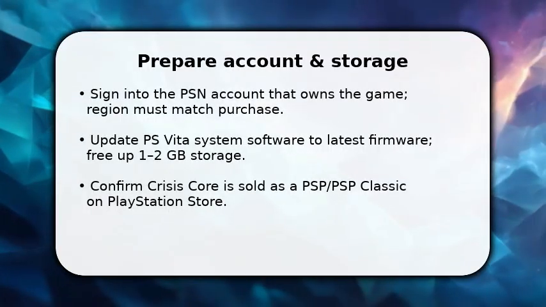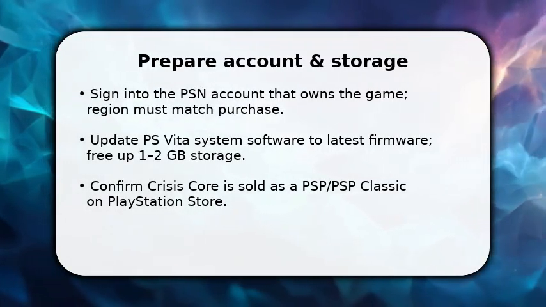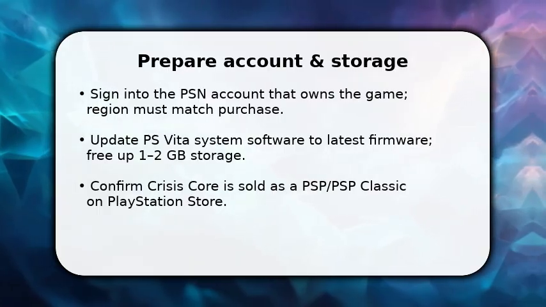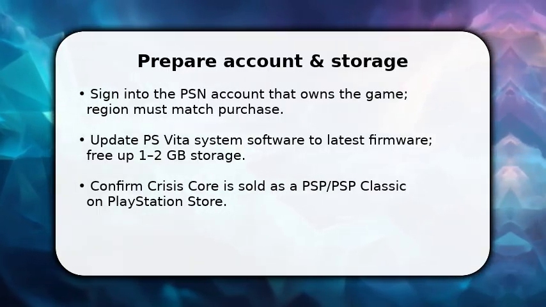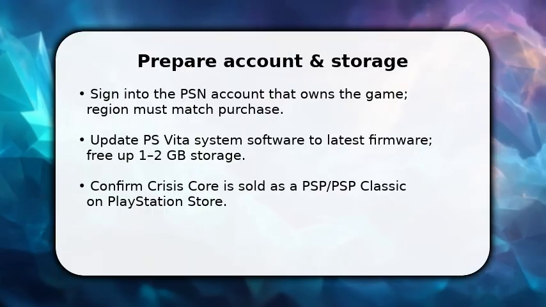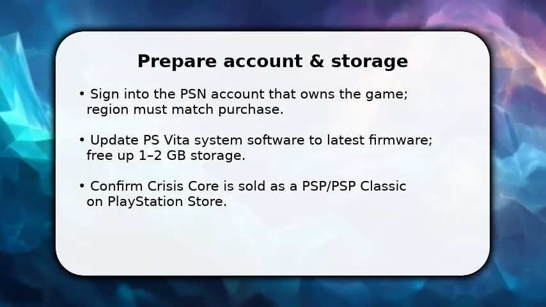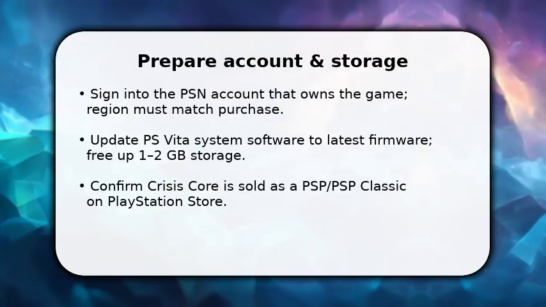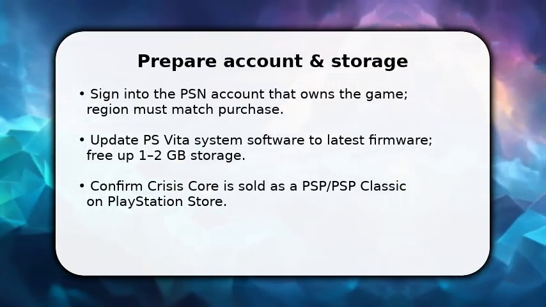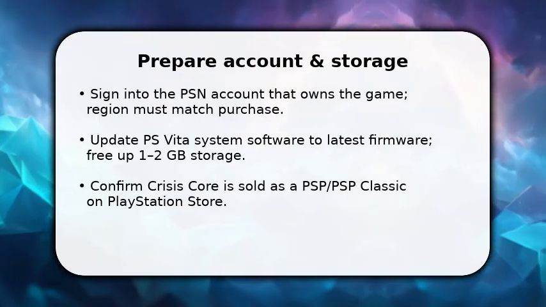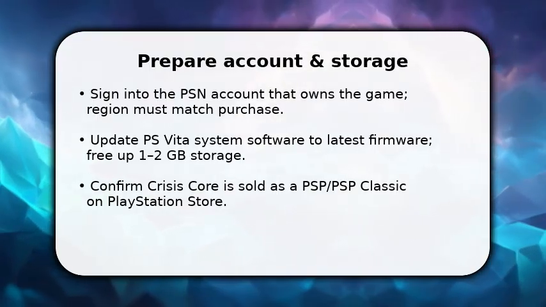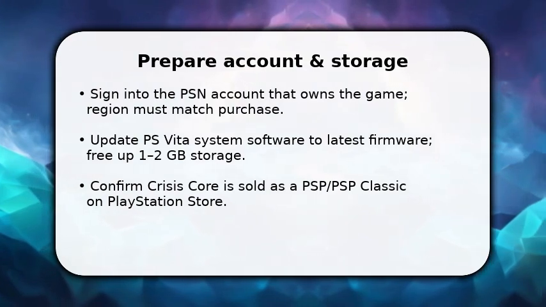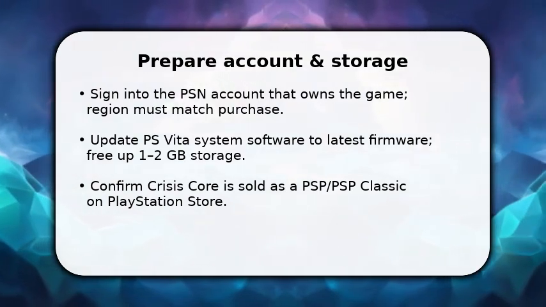You start by confirming ownership and capacity. Sign into the exact PSN account that purchased Crisis Core because region mismatches block downloads. Once signed in, update your PS Vita to the latest system software and free at least 1 to 2 gigabytes of space so the installer can run. Make sure the title is listed on PlayStation Store as a PSP or PSP Classic product. That designation is why the Vita can run it natively. These steps prevent simple preventable errors before download.